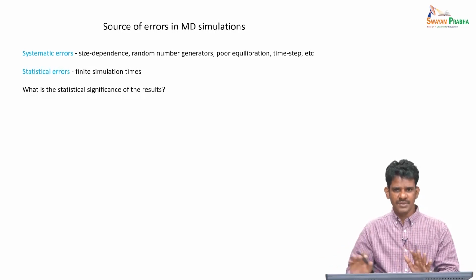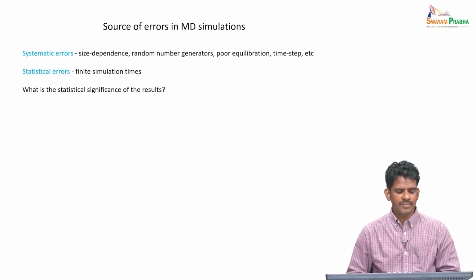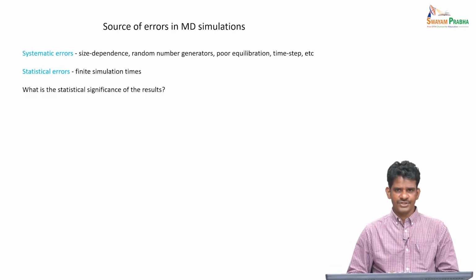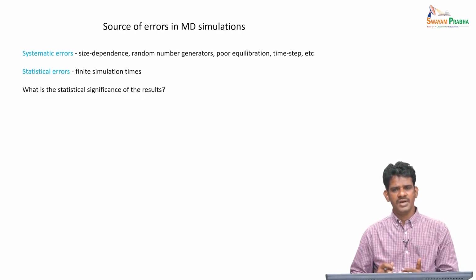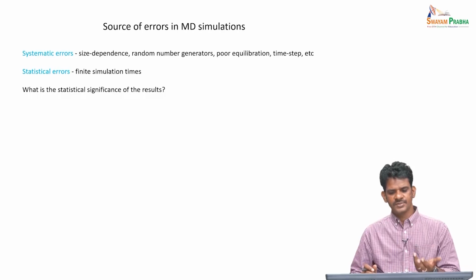In any simulation, we have to minimize the systematic error as much as possible, and we can take care of the systematic error by doing many checks. For example, in the case of system size dependence, we can always do simulation with slightly larger systems and then see how sensitive the results are with respect to the system size. Similarly, for the random number generator, you can use different kinds of random number generators and see how sensitive the results are to them.